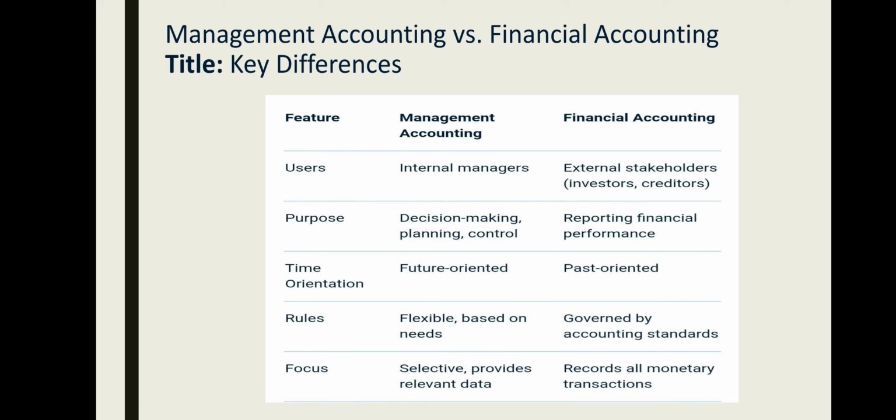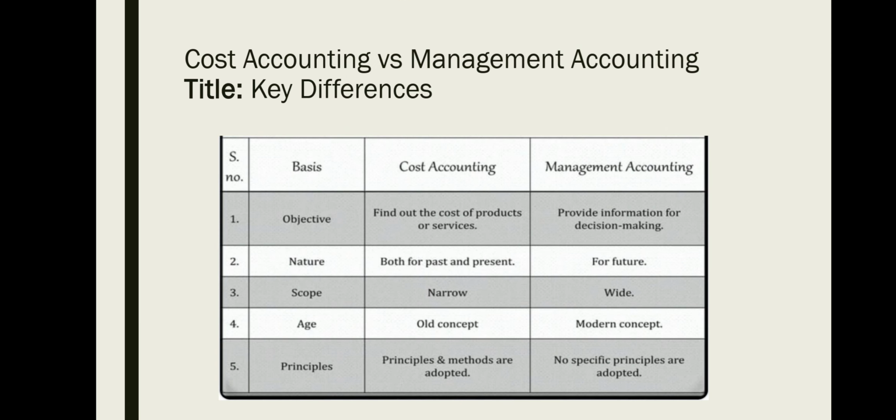Next one is focus. Management accounting is focused and selective, and provides relevant data which helps in taking various decisions. On the other hand, financial accounting records all mandatory transactions, which is focused on the financial information of the organization. Now come to the next, that is cost accounting versus management accounting.